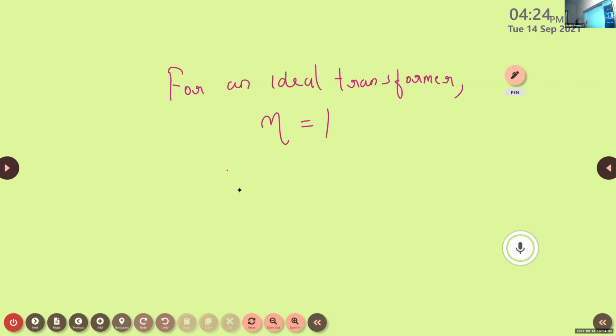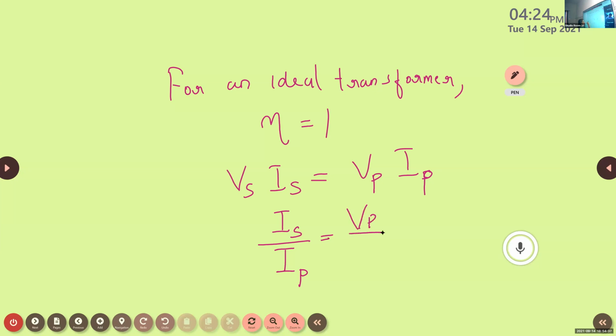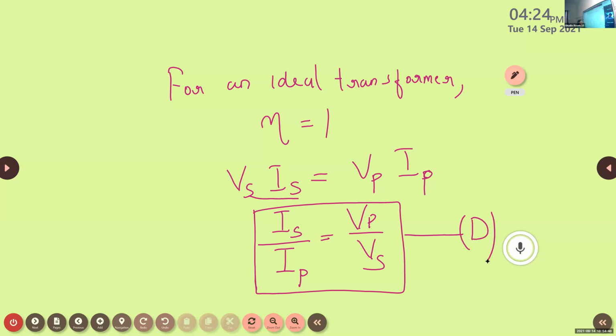Or we can write VsIs is equal to VpIp. Or by rearranging, we can write Is by Ip is equal to, take this Vs to RHS, Vp by Vs. This is our equation number D.